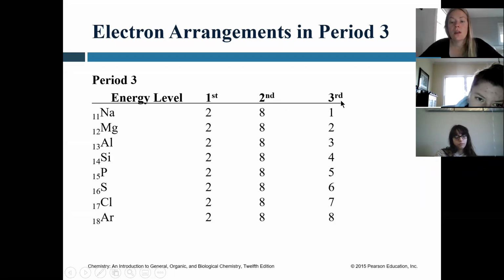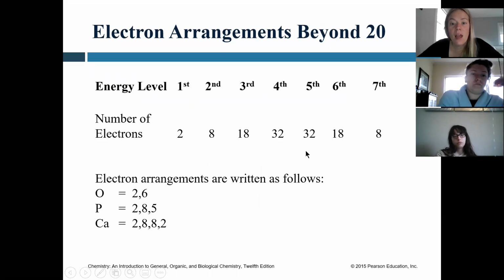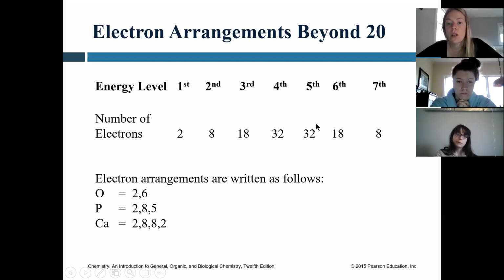Okay. Here is energy level 3. So let's say we've already filled to neon, and now we want to do an electron configuration for sodium. Well, sodium is going to have the original 2 in the first, it's going to have a full 8 in the second, and then it's going to have 1 in the third. And you just go through that. Here are the number of electrons that can get filled in each of your energy levels. So you want to know these.